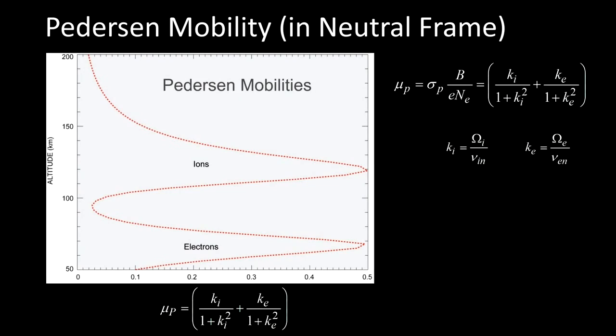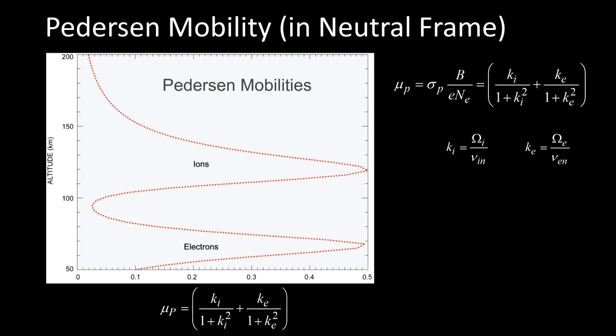And one interesting way to describe the Pedersen conductivity is to write it in terms of a mobility by taking these terms and moving them over to this expression, leaving only the mobility terms here. And one thing that you'll find is that you'll get a two-hump distribution. This is in the neutral frame. If you did it in the plasma frame, you wouldn't get this type of description because it's a different way of describing the process. Here, we see that ions carry the current in the region about 120.